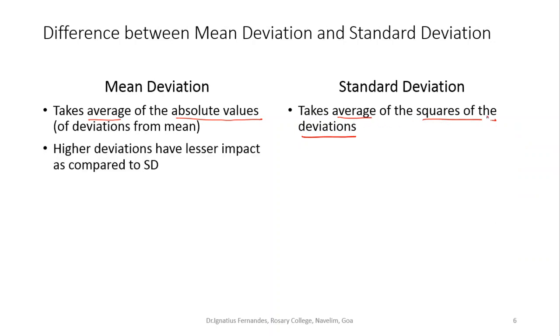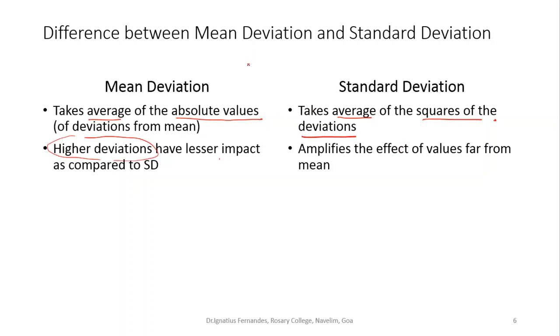So higher deviations, in the case of mean deviation, have lesser impact as compared to standard deviation, because in mean deviation we are just taking absolute values, whereas in standard deviation we take the square of the deviations. When you take the square, that value is going to be much higher as compared to only the absolute value of the deviation. So in mean deviation, the higher deviations have lesser impact as compared to standard deviation.